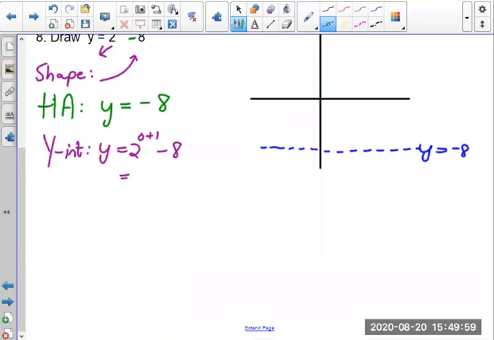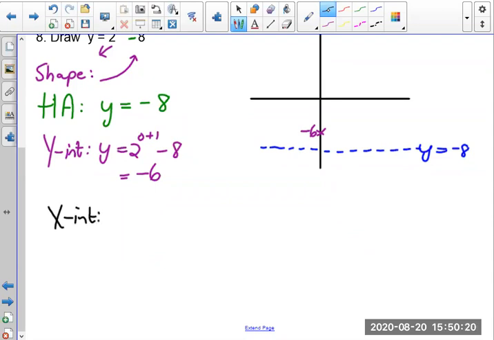2 to the 1 is 2. 2 minus 8 is minus 6. So there at minus 6 will be my y-intercept. Then I must still calculate the x-intercept. And how do I do that?